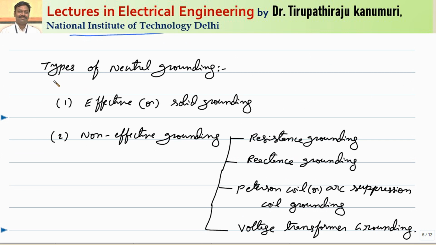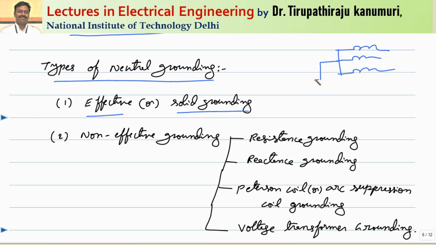The different types of neutral groundings that are possible are effective or solid grounding. The name solid grounding means that whichever neutral point is there, these are my three windings and this is my neutral point. Solid means it is solidly grounded, or it is connected to a simple rod having the resistance R nearly equal to 0. That is called solid grounding. But nowadays the IEEE has defined that resistance need not be 0, but still it can be called a solid grounding, or they have renamed it to effective grounding.